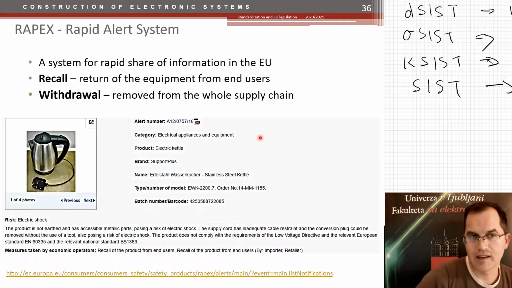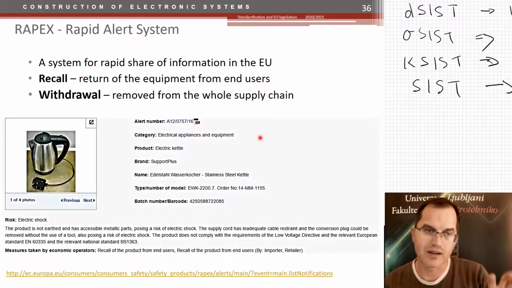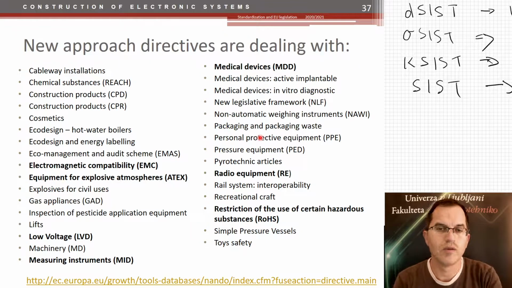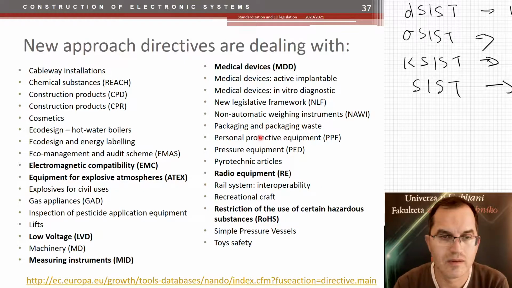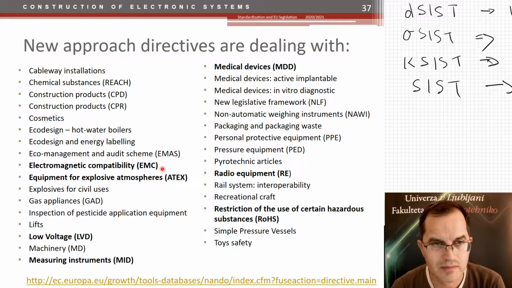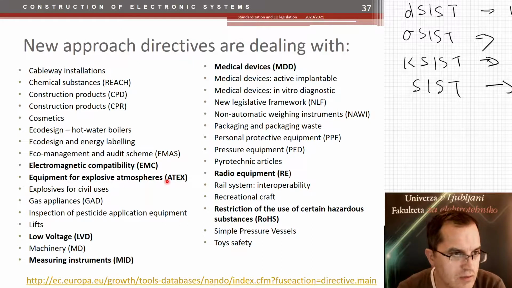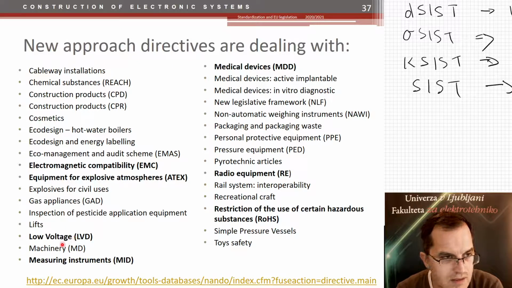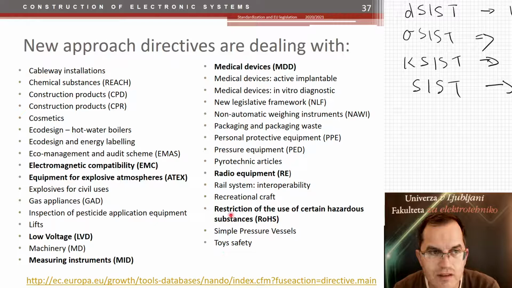So, finally, the last slide of this lecture, showing which are the fields which are covered with the new approach directive. There are many, but the ones which are important for electrical engineers are electromagnetic compatibility, equipment for explosive atmospheres, low voltage devices, measuring instruments, medical devices, radio equipment, and restrictions of the use of certain hazardous substances. But there are others like toy safety, recreational, pyrotechnics, pressure equipment, and so on and so on. There are many.